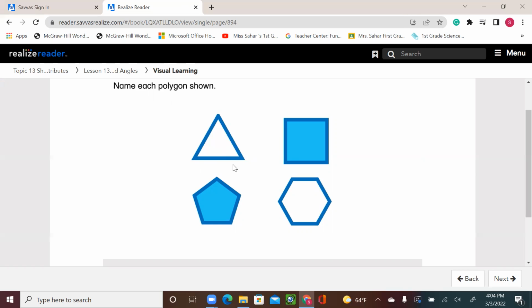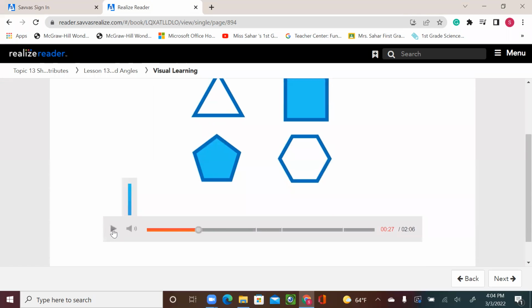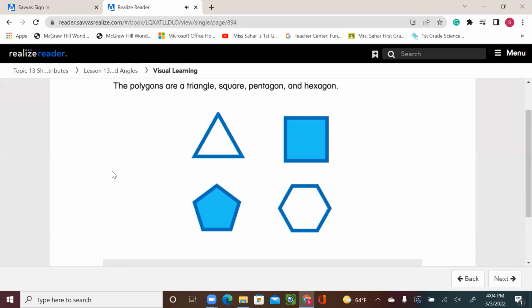So we have different shapes. First one, I know this is a triangle, it has 3 sides, and the second one, square, it has 4 sides, quadrilateral. And then I have 1, 2, 3, 4, 5, a shape with 5 sides, that's pentagon, and then 1, 2, 3, 4, 5, 6, the shape with 6 sides, that's hexagon. The polygons are a triangle, square, pentagon, and hexagon.